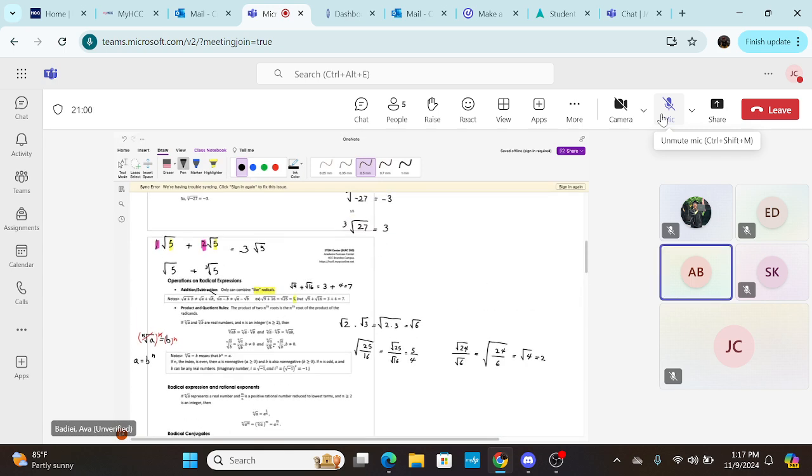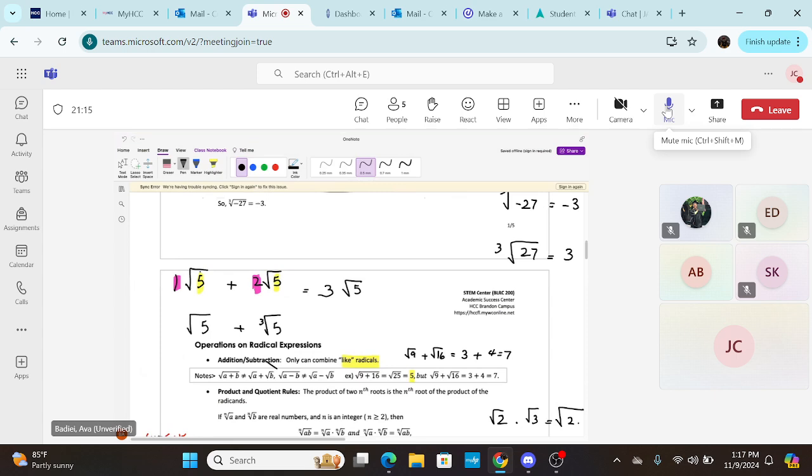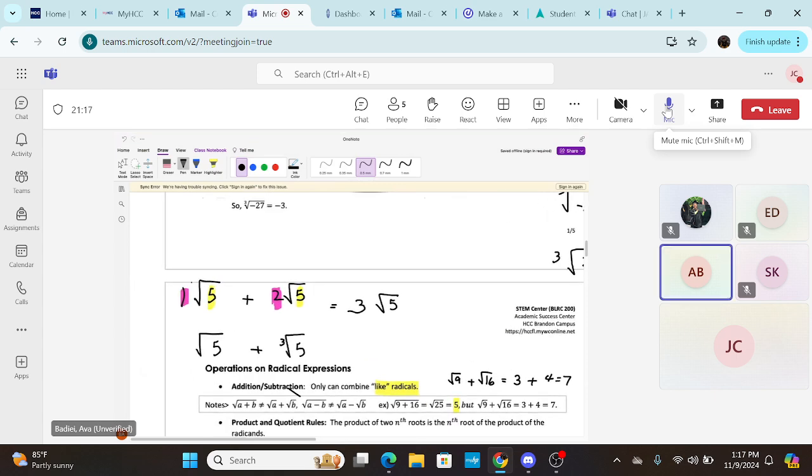All right, so any questions about addition, subtraction, multiplication, and division? When we're at the top right there where you wrote 1 square root of 5 plus 2 square root of 5, isn't the square root always 2 by default?